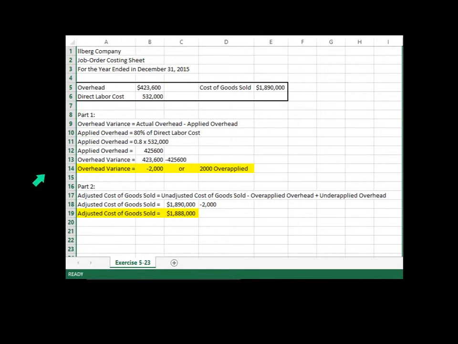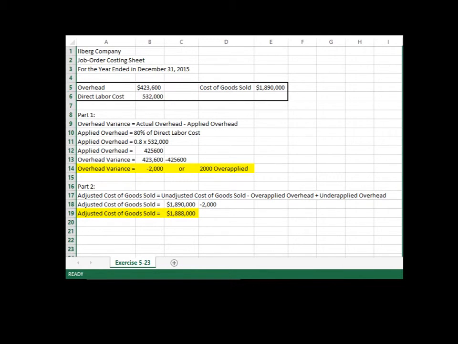For this problem, notably I used the who, Oberg Company again, the what, job order costing sheet, and the when, for the year ending December 31st, 2015. Also, when calculating part 1, which is the overhead variance, I use the actual overhead, yet I calculated the applied overhead based on the given that it was 80% of direct labor costs.